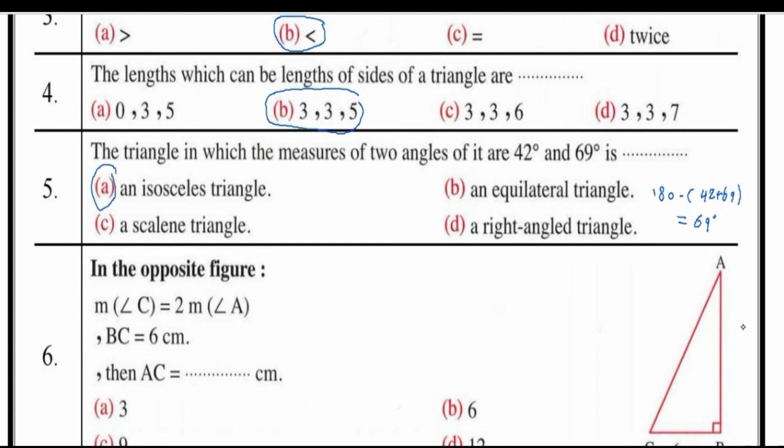In the opposite figure, measure of angle C is twice the measure of angle A. C is double A, so if we call A x degrees, this one is 2x degrees. Then BC is 6 centimeters. Then find the length of AC. We find the value of x: x plus 2x equals 90 because this angle is 90. 3x equals 90, divided by 3, x equals 30. In the right triangle, the side opposite to the angle 30, the side facing the 30, which is 6, is half the hypotenuse AC. So AC is 12 centimeters.